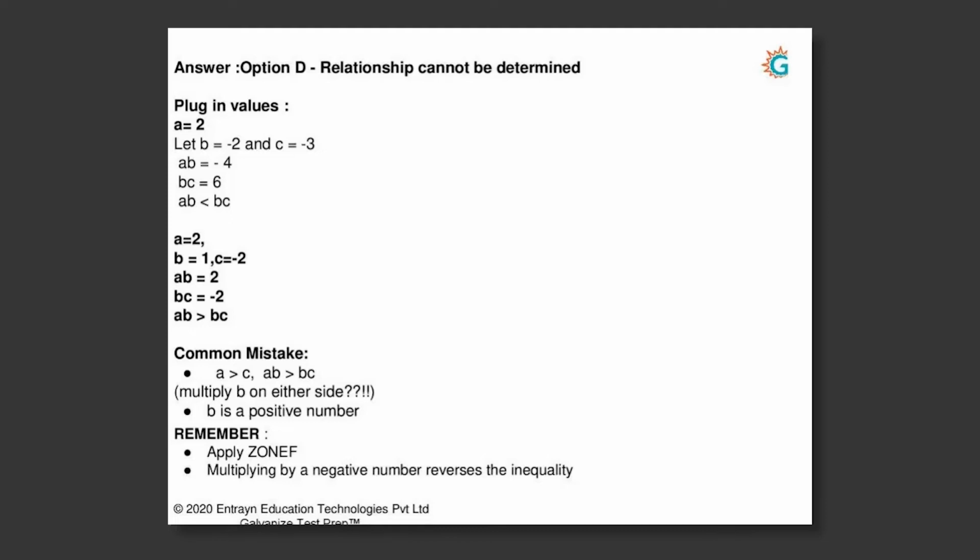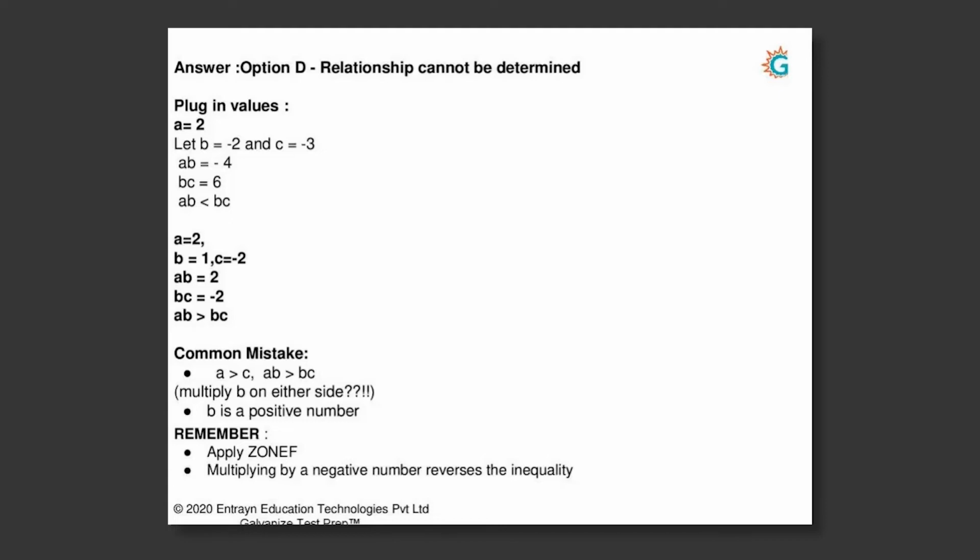You're just comparing both the quantities AB and BC, right? It can be anything. That's why the answer is that the relationship cannot be determined. It can be any value. If you plug in a negative value, you get AB is less than BC. If you plug in a positive value, AB is greater than BC. You have inconclusive statements for different values of B, right?